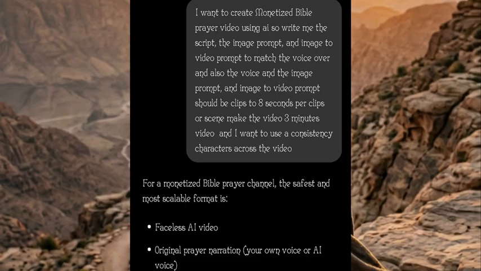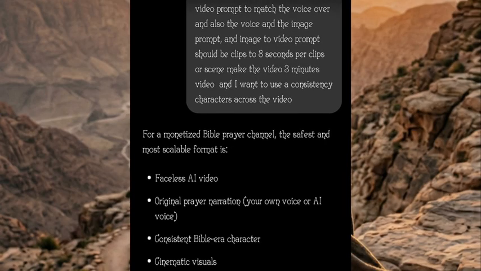I said, I want to create a monetized Bible prayer video using AI. So write me the script, the image prompt, and also the image to video prompt to match the voiceover, and also the voice and the image prompt. And the image to video prompt should be clipped to 8 seconds per clip. Make the video a 3-minute video, and I want to use a consistent character across the video. So this is just the simple idea I gave to ChatGPT, and this is what ChatGPT gave to me.